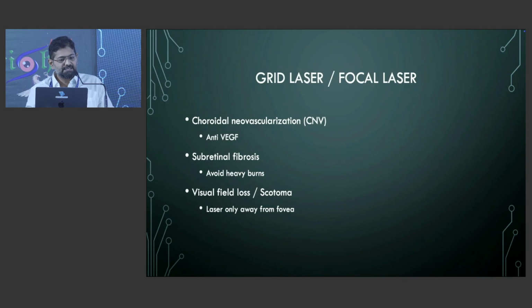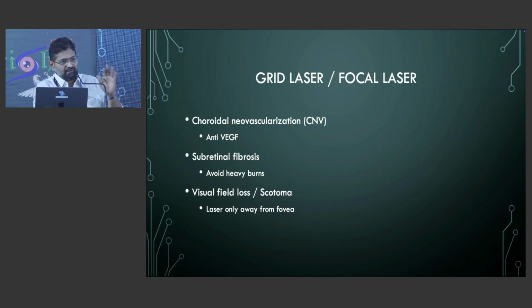And grid lasers and focal lasers, yes, like I said, when we do a laser, remember, especially in the macular region, the RPE is the thinnest at the fovea. And as you go to the periphery, the RPE becomes thicker. So when we do the laser in the macular region, the power should always be less. That is the reason in grid lasers, which we rarely do nowadays, we prefer to do more of focal laser or anti-VEGF.